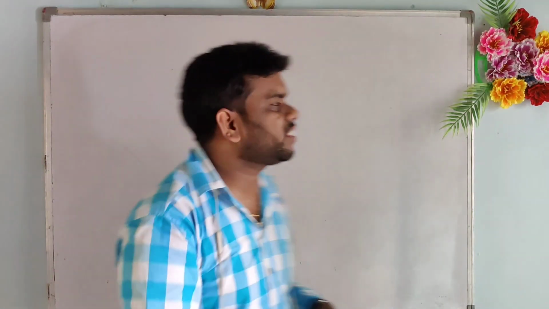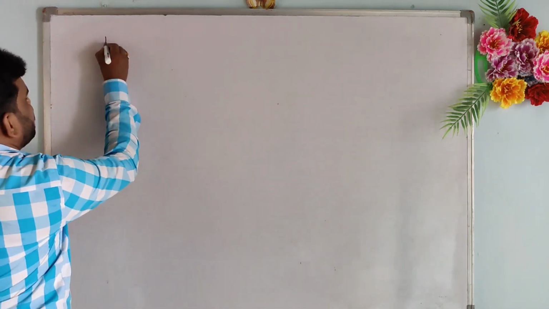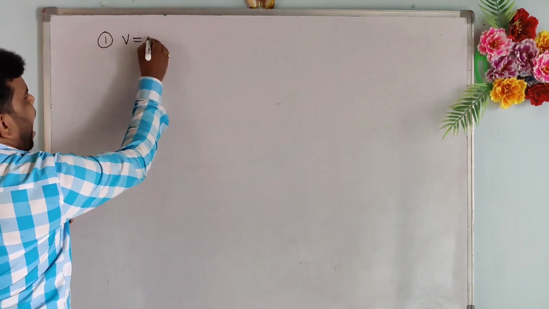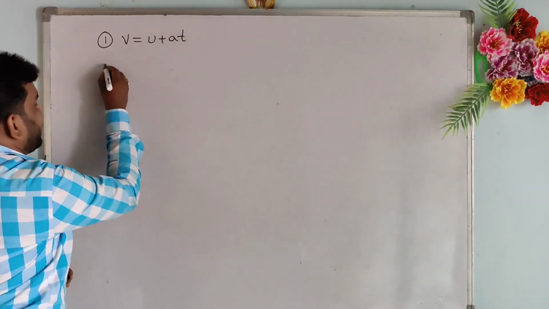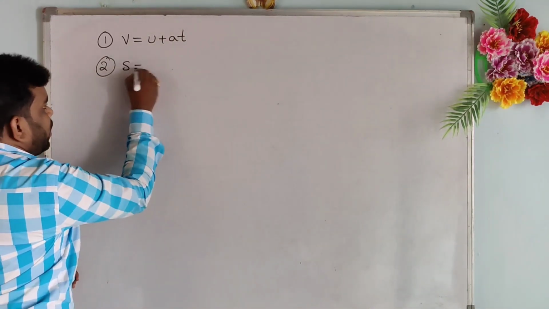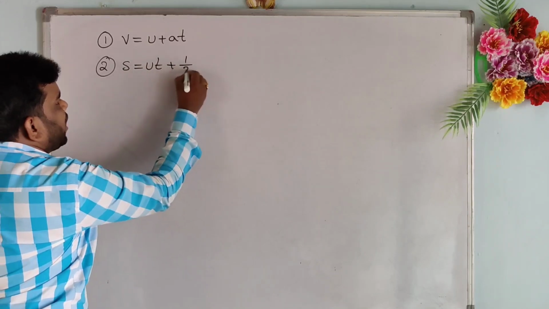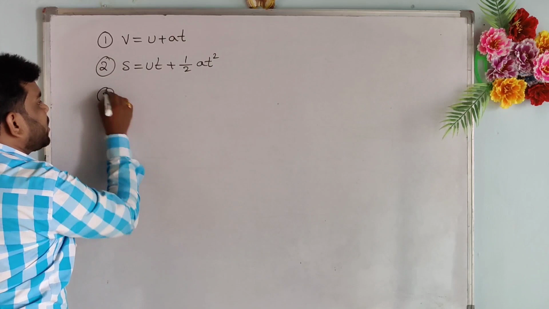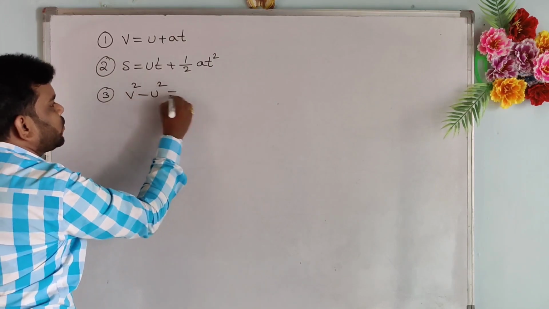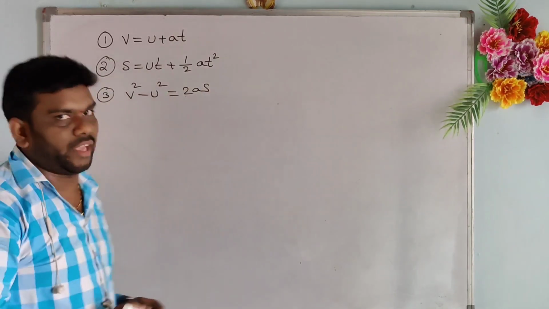So there are three types of equations. It is a very important concept. In our 9th class, the first is V is equal to U plus AT. Second one, S equal to UT plus half AT square. Third is V square minus U square is equal to 2AS.